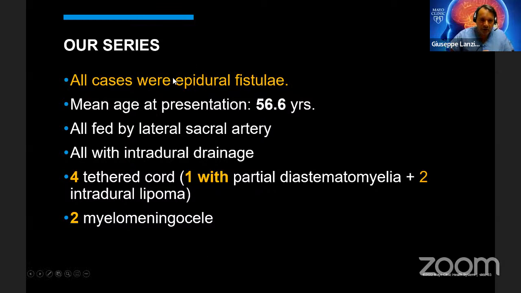So what did we observe? We observed that all cases were epidural fistulas, at least in our experience, all fed by the lateral sacral artery. All of the patients that we have seen had the epidural fistula with the secondary retrograde intradural venous drainage, and the type of neural tube defects we observed were different.